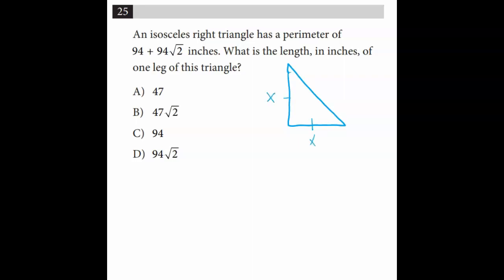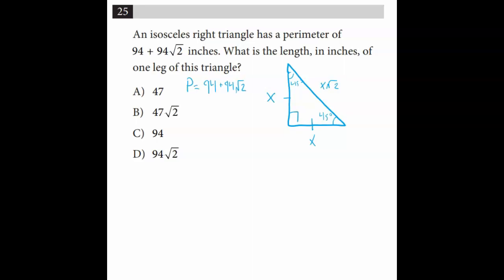So you have two sides that are the same, and you have a hypotenuse that's going to be x square root of 2, and these angles are going to be 45 degrees. And you know this is going to be the right angle. Sweet. So this is the special right triangle, an isosceles right triangle. And we know that the perimeter is going to be equal to 94 plus 94 square root of 2.